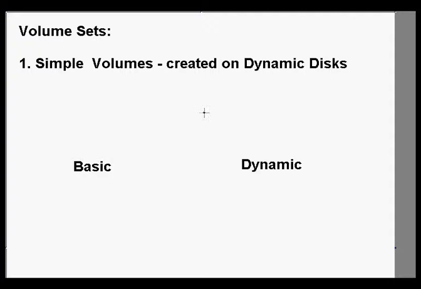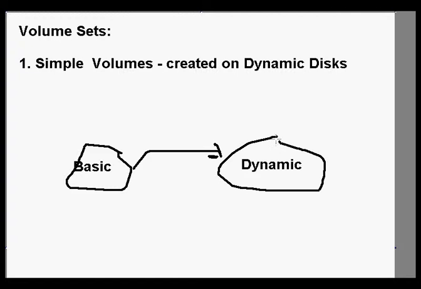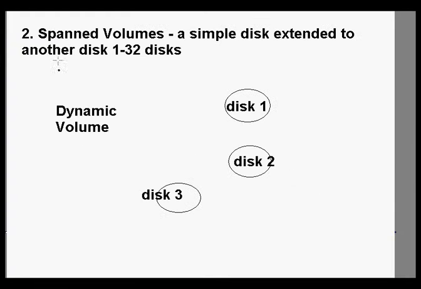We're going to talk about the 5 different kinds of volume sets that are available. Originally we had a basic disk, and we took the basic disk, we converted it into a dynamic disk in the conversion process that I showed you earlier, and it's turned into a simple volume, and that's all it is after you've converted it. Okay, the second one is spanned volumes. Essentially it's a simple disk and it's extended to another disk.